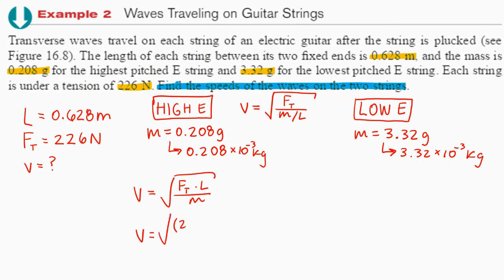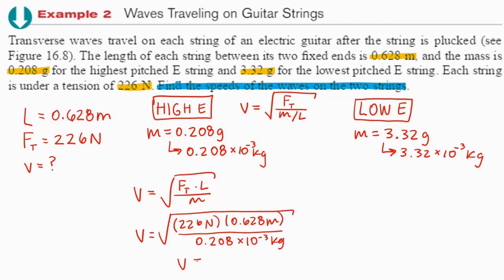and then plug in. So we have 226 newtons times 0.628 meters divided by 0.208 times 10 to the negative third kilograms. And we get our speed for our high E string is 826 meters per second.